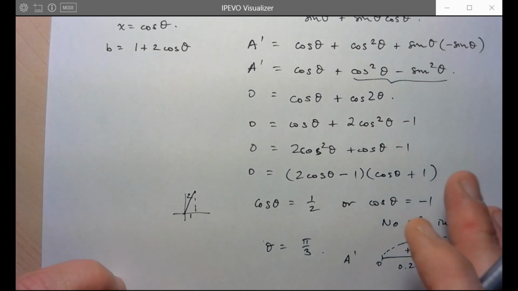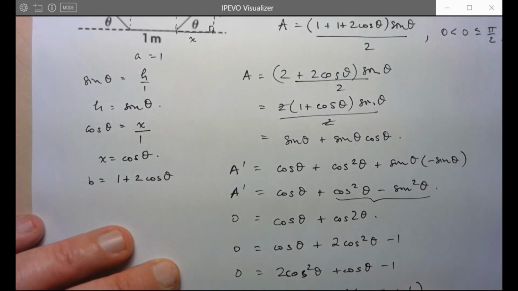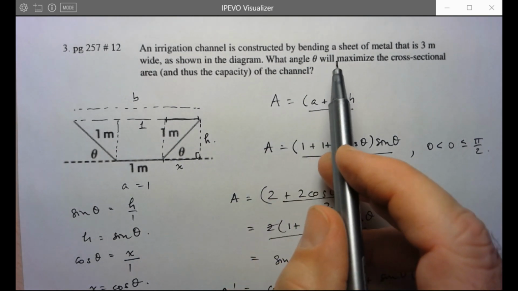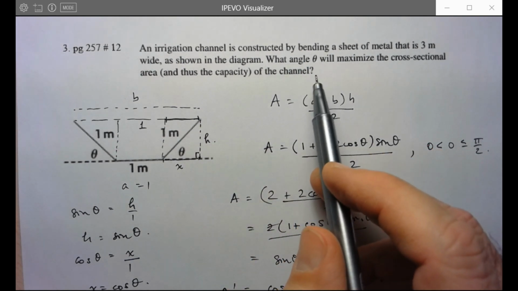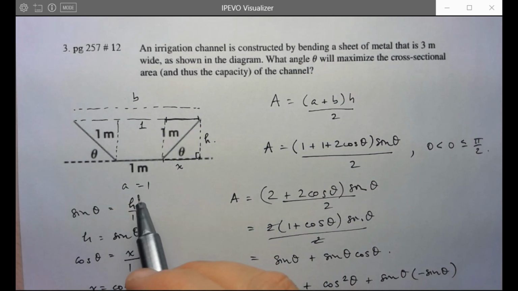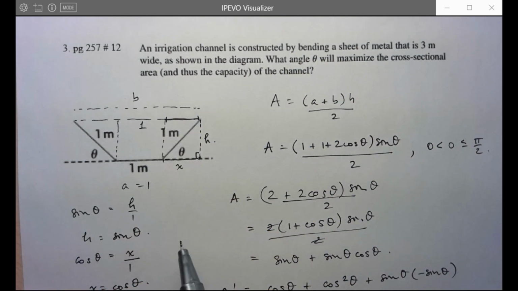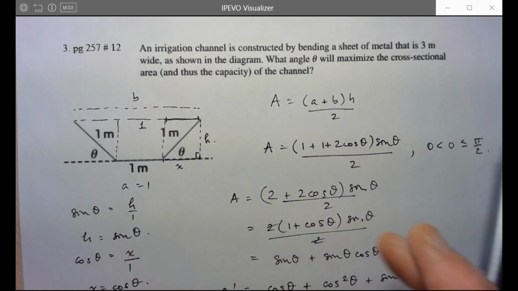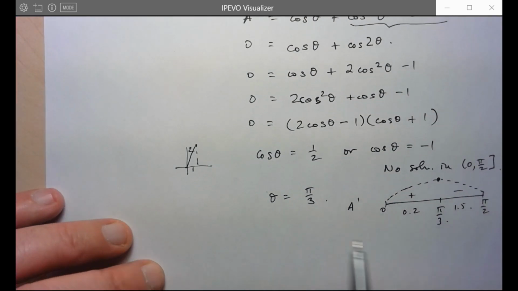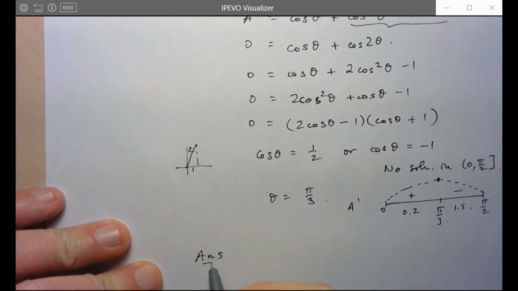All right, so let's go back and read what they're actually asking us for. And here it says what angle will maximize the cross-sectional area. So they're not asking about the dimensions of B and H. They're not asking for the area itself. They're asking just for the angle theta, which is what we've already found. So no other work to do. So here our answer is pi over 3.